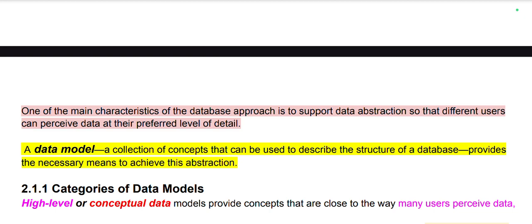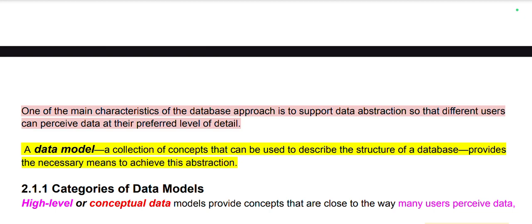What is a data model? A data model is a collection of concepts that can be used to describe the structure of a database, and it provides the necessary means to achieve this abstraction. A data model is a set of concepts that can be used to describe the structure of a database. This data model will describe the structure of the database, and it will provide the necessary means to achieve the abstraction.